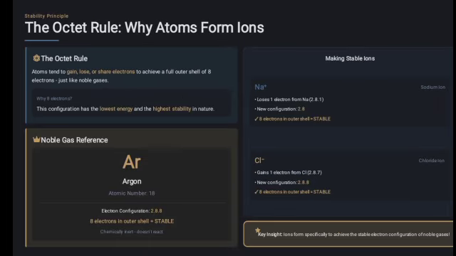Next is the octet rule. What is the octet rule? Atoms tend to gain, lose, or share electrons to achieve a full outer shell of electrons, just like noble gases. Firstly, we will discuss the noble gases. We will take the example of neon. What is the atomic number of neon?